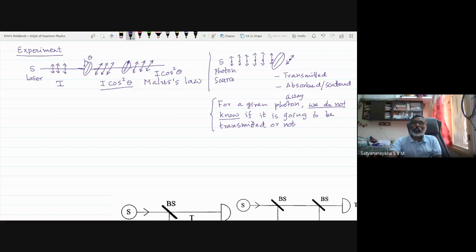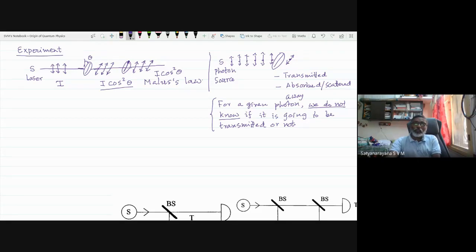If it is transmitted, the polarization is going to be in this state. But first photon is coming, maybe it is transmitted. Second photon, it is not transmitted. Third photon is not transmitted. Fourth photon is transmitted, like that. So you will say that for each photon, either it will be transmitted or it will not be transmitted. But once it is transmitted, its polarization direction is in this.